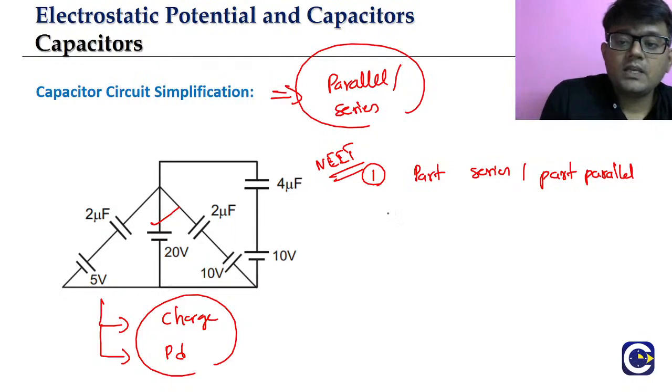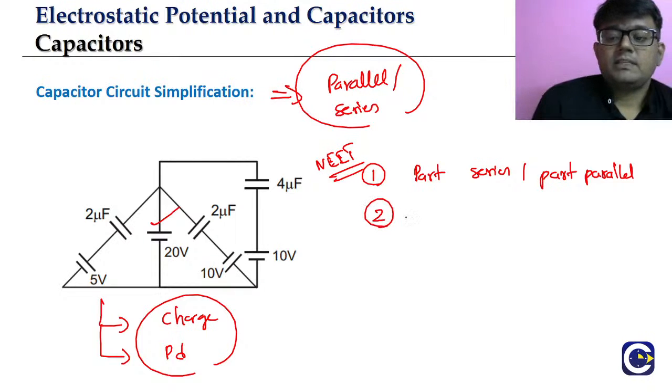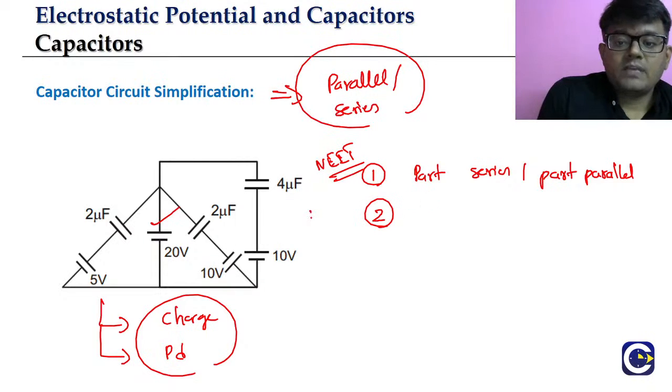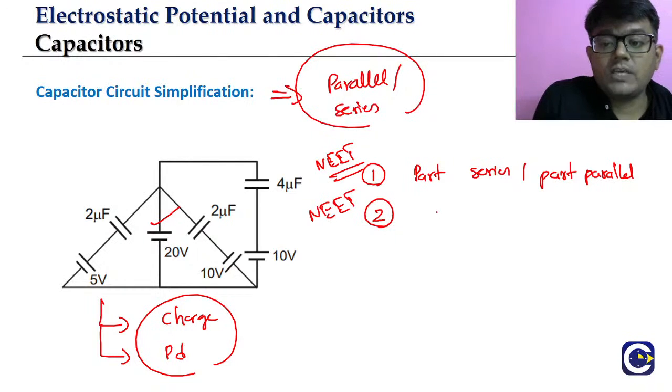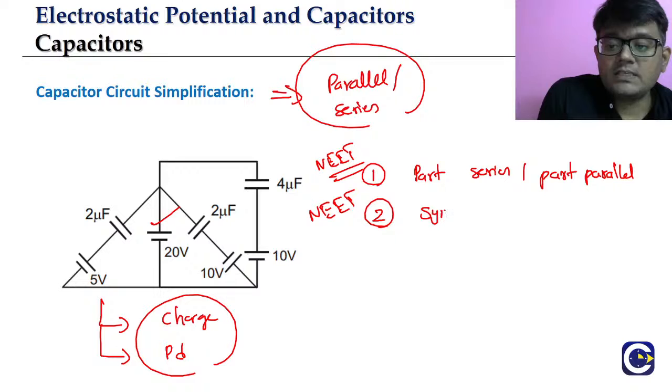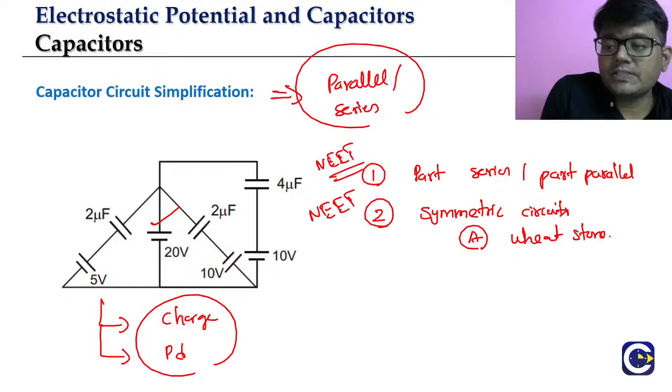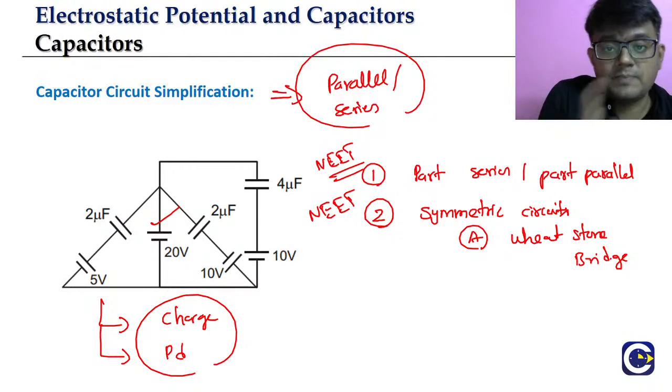Second model, and this is another model where we have scope of getting questions in the NEET examination. This is generally what we call symmetric circuits. The major example here is the Wheatstone bridge. Just as in the case of resistors, we are going to talk about the Wheatstone bridge here too. So, the Wheatstone bridge involving capacitors. Okay?